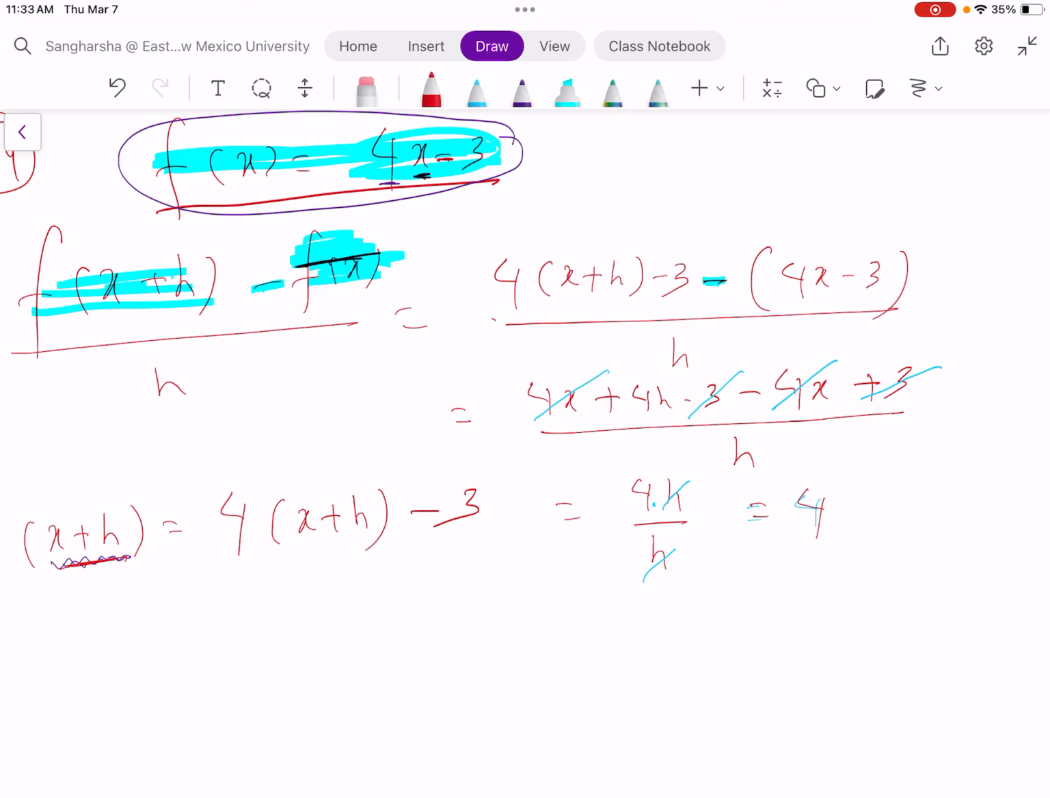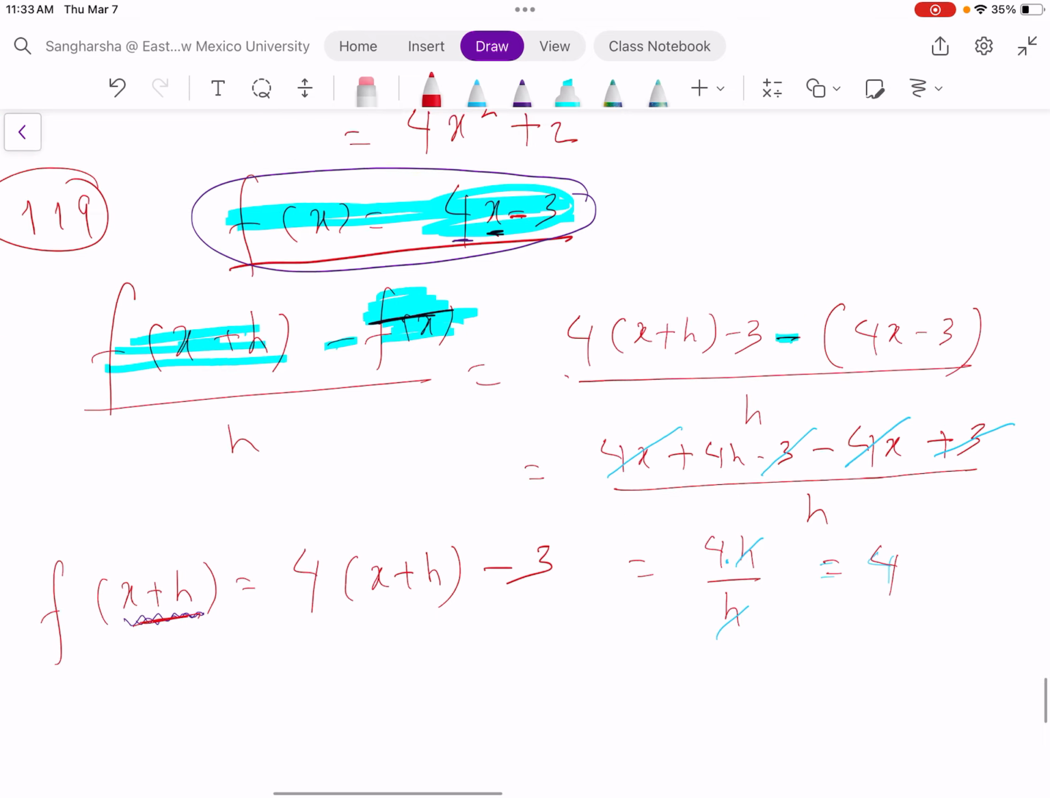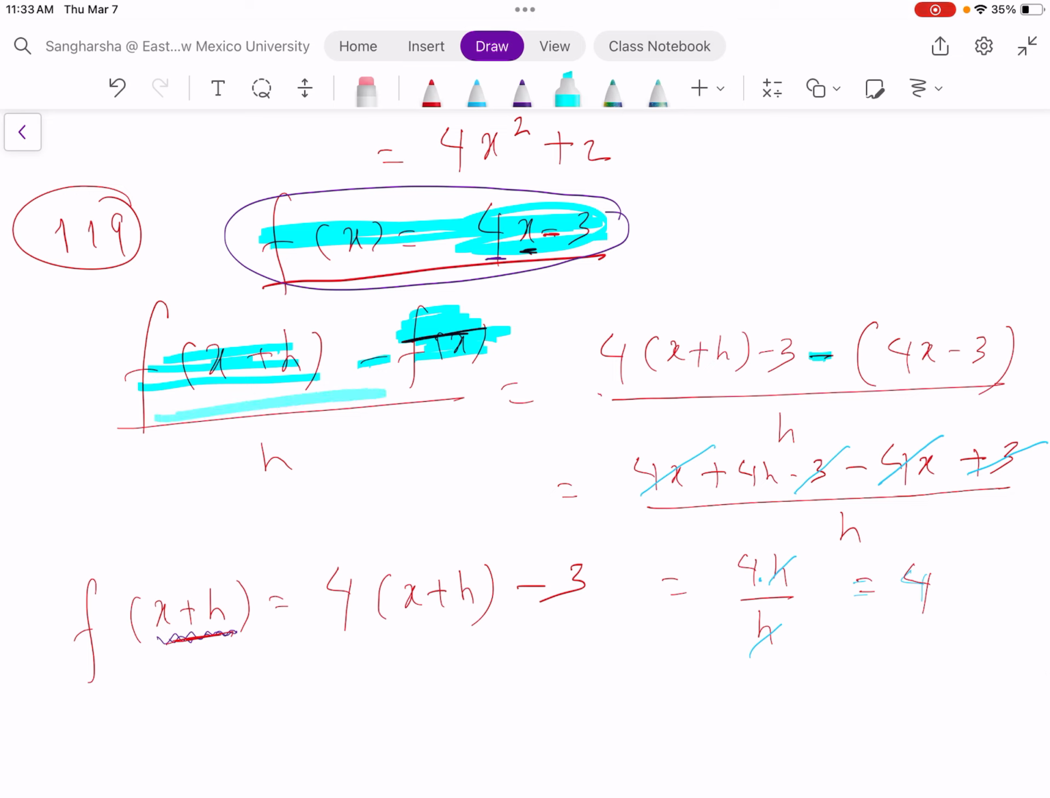Good. You will be asked to find the difference quotient, and you don't need to know this expression. It will be given to you. The only thing you need to find is f of x plus h, and the remaining is to substitute and simplify, and make sure to have your final answer in the simplest form. Okay, so this is all for section 2.7. Chapter 2 is done.